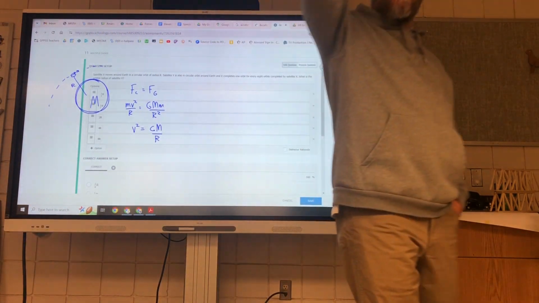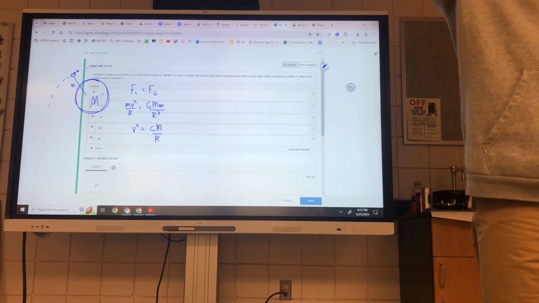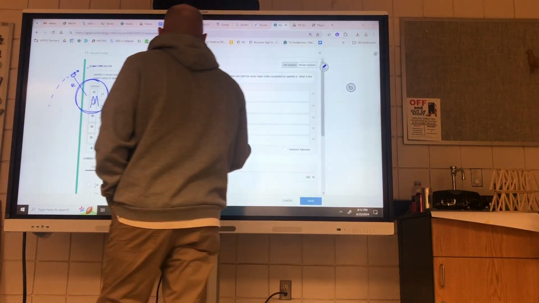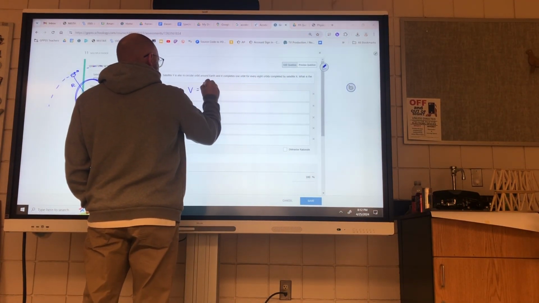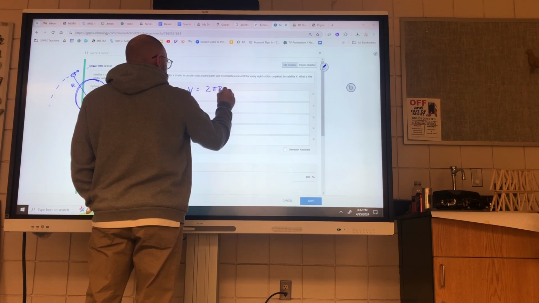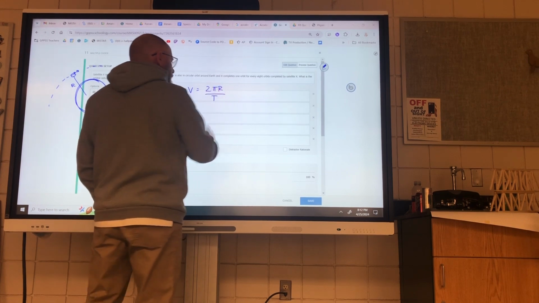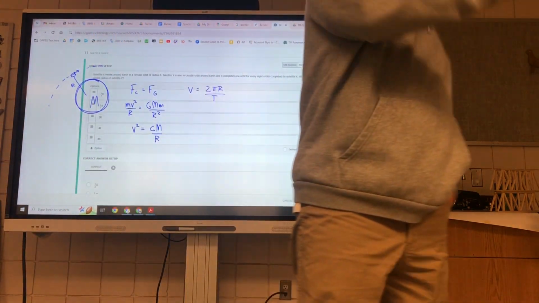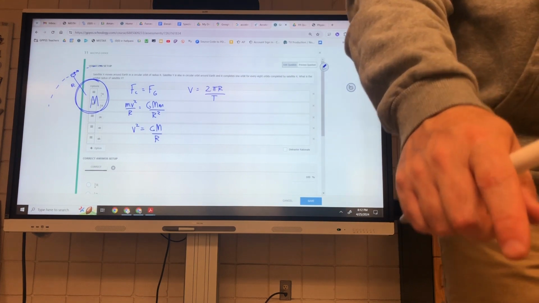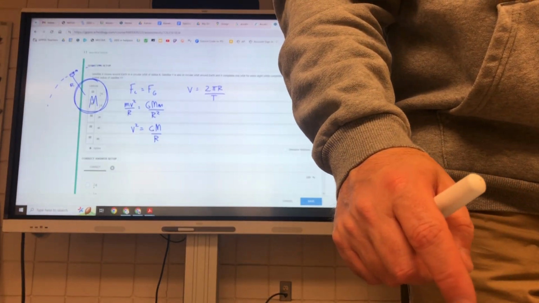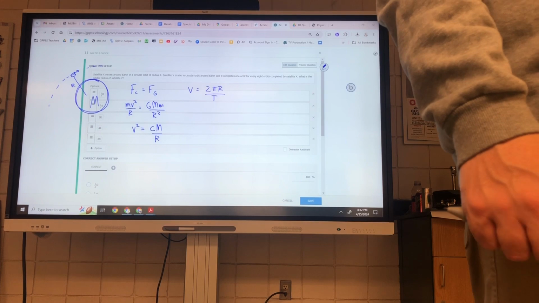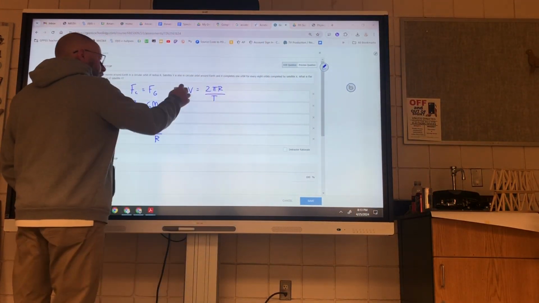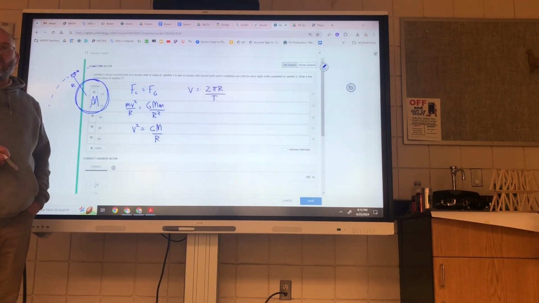how do you calculate the speed of something going in a circle? Don't you do distance over time? What do we call the distance around a circle? Circumference. So I also know that my speed is equal to 2 pi r over, and what do we call the time it takes to go around once? That's the period. We were talking about period today in class, the time it takes to do one oscillation. It's also the time it takes to do one revolution. Is that cool? So do I have a v here?